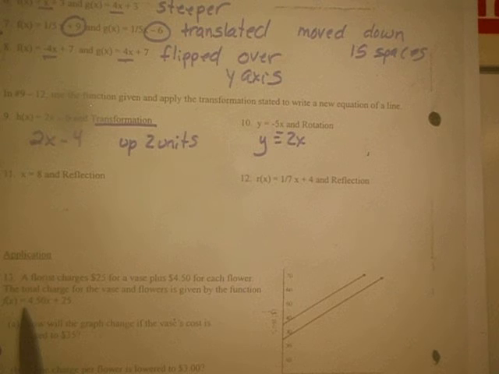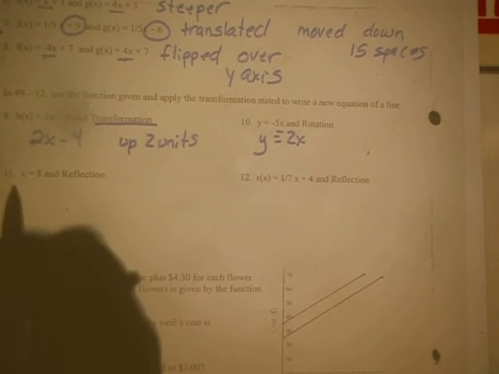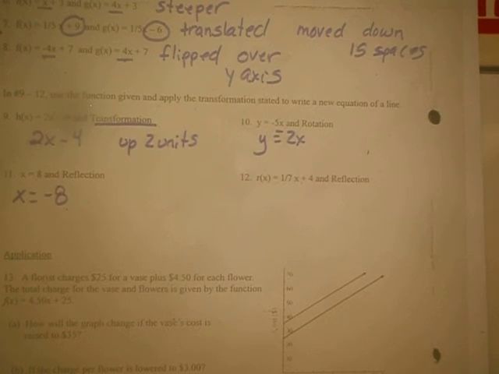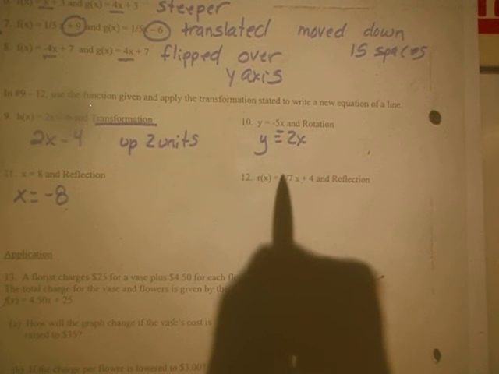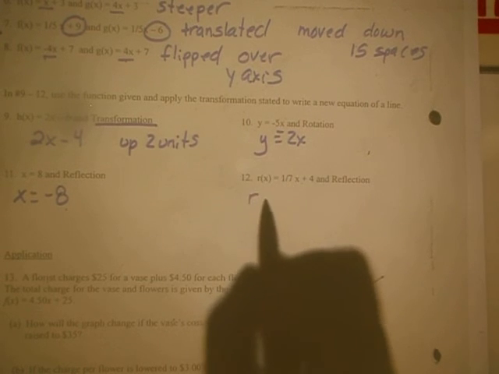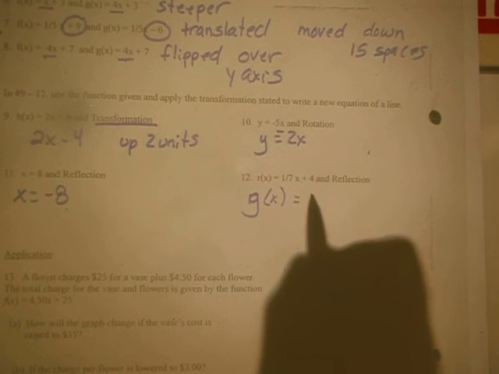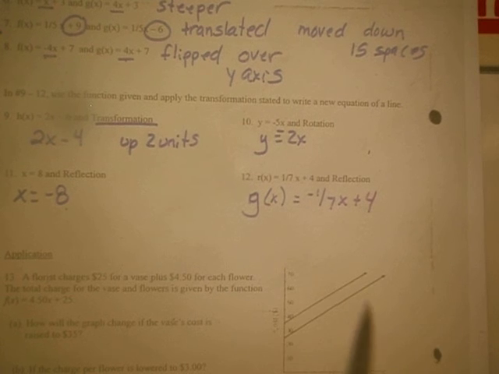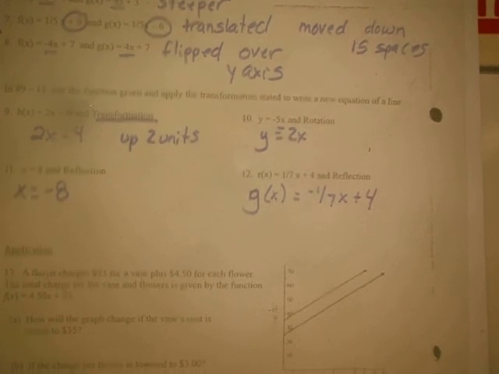Number 11, x equals 8. You want to reflect that across an axis. So this would become x equals negative 8. Just put the negative in there. And reflecting number 12, you just want to change this number to a negative. I'm going to call it g of x, and we're going to call that negative 1/7 x plus 4. We reflected it.